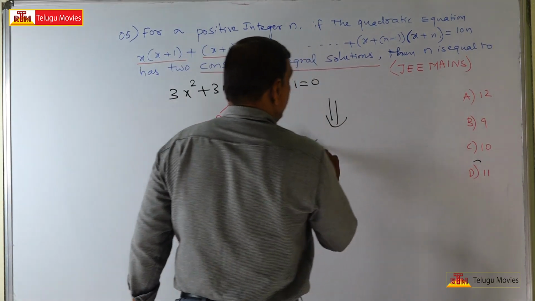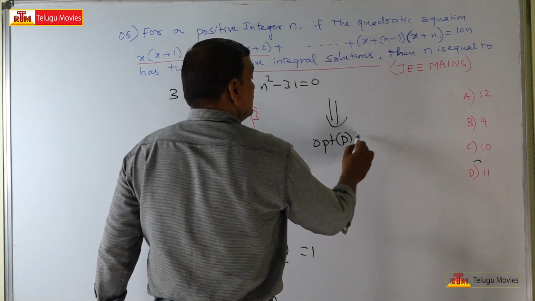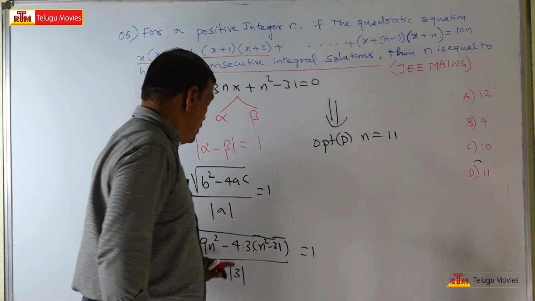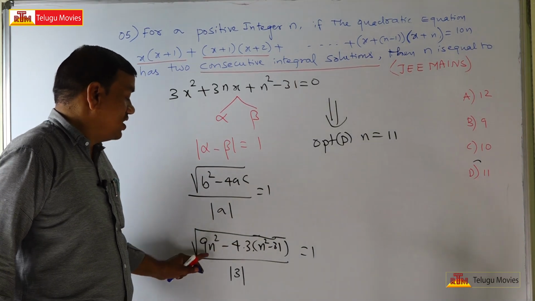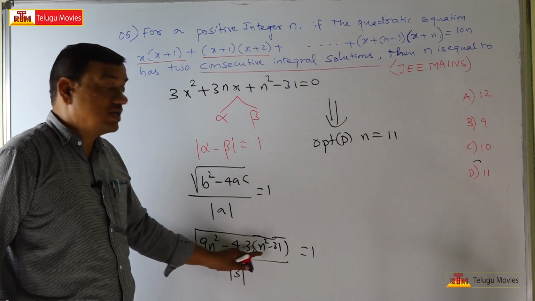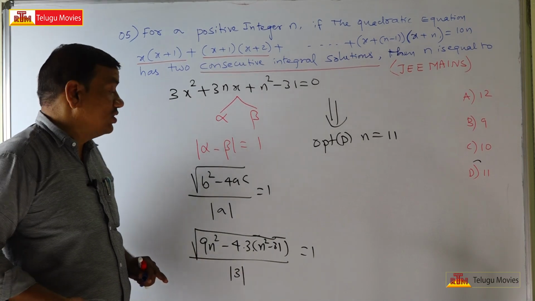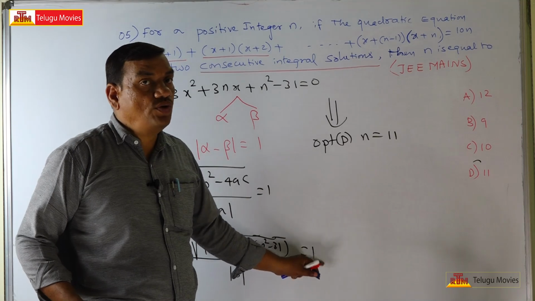Let us take option D. Option D is n is equal to 11. Wherever n is there, you substitute n is equal to 11. Here also n is equal to 11. You substitute and simplify that. You will get left hand side equal to right hand side.